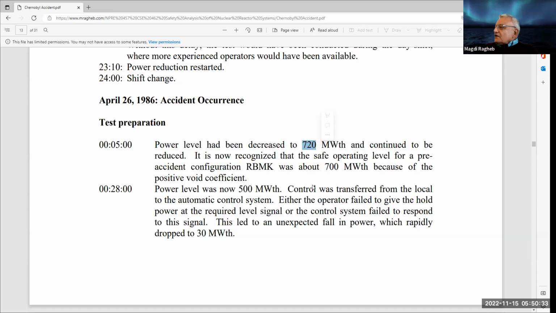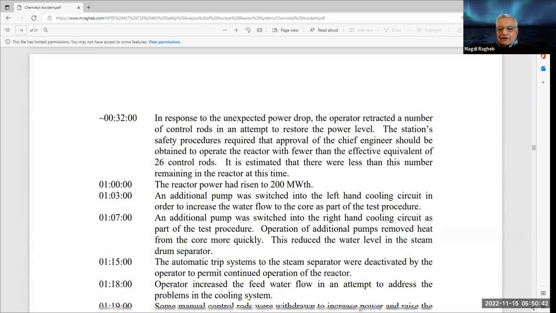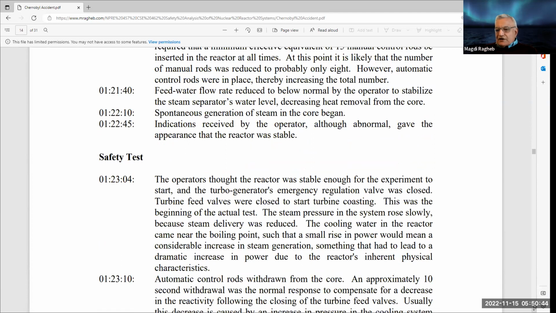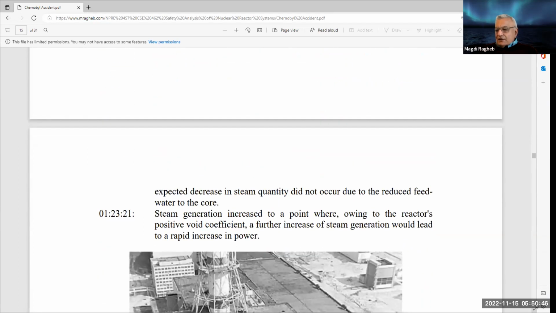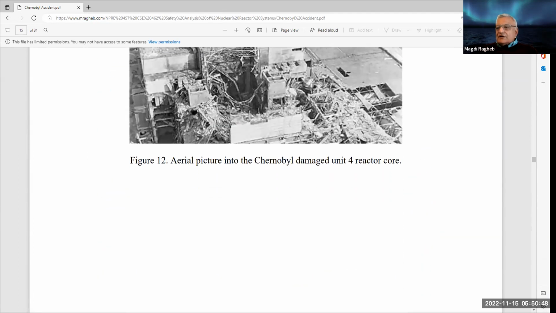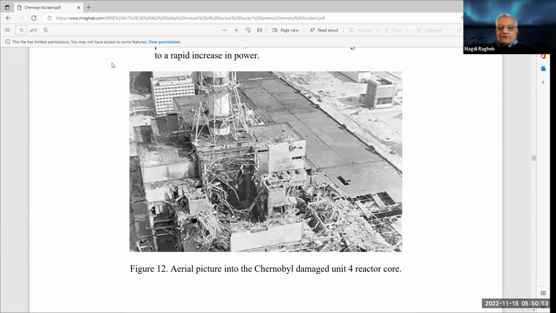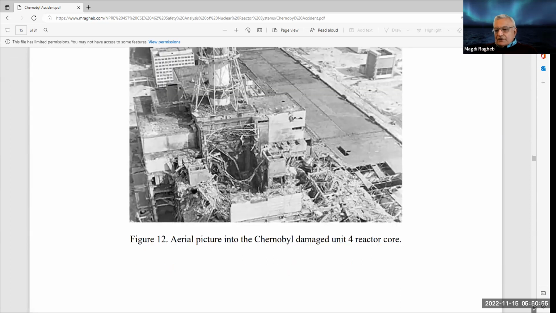And they even disconnected the automatic control system that was trying to shut down the system. And suddenly, within microseconds, the power really increased to about 20,000 megawatt thermal. The operator heard the alarm. They went there and pushed the scram button. Scram means shut down the reactor. That was too late, and the rest of it is history.